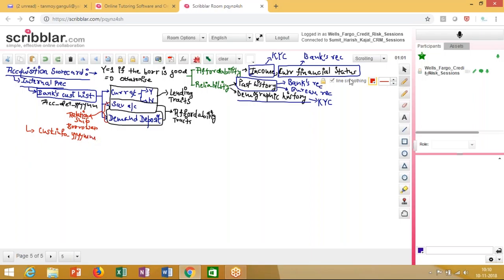So this is precisely your customer information file. Within this information, you will get the variables related to the customer's demographic information, that is his address, where he lives, the location that he's based out of. So his demographic information is something that we'll get. Associated with it, you will also get your employment details.